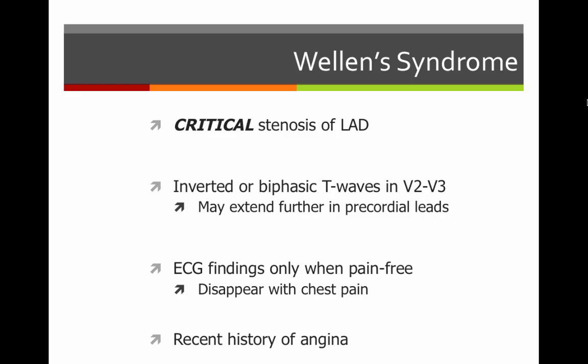You're going to find these ECG findings when your patient is pain-free, which is a little interesting. When the patient has chest pain and cardiac symptoms appear, these findings will actually disappear. So if you see this on the 12-lead, you've got these inverted or biphasic T waves and a history of angina with your patient, be thinking Wellens syndrome.